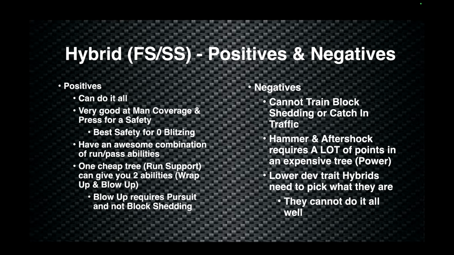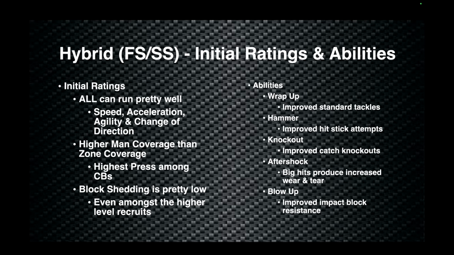Also, hammer and aftershock require a lot of points in an expensive tree, the power tree. You have to have a ton of hit power to get those. I have a free safety who's a hybrid right now, and he's going to require a ton of points to get those abilities, so it's going to kind of be a slog to get there. The lower dev trait hybrids kind of need to pick what they are. They can't do it all well, meaning with their abilities. So are you going to be a run defender? Are you going to get knockout, where it requires mid to high 80s zone and man coverage? Aftershock's going to require a ton of points. Hammer's going to require a ton of points.